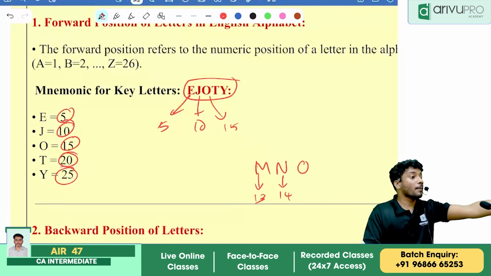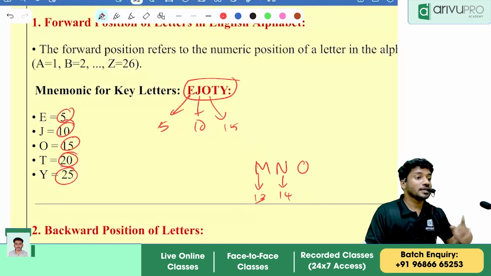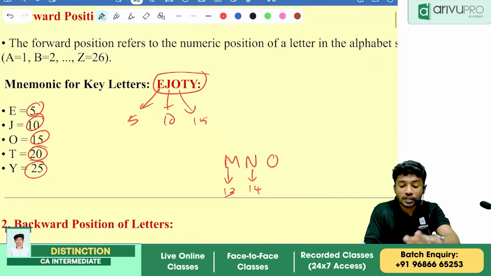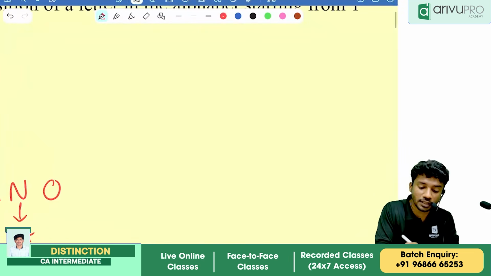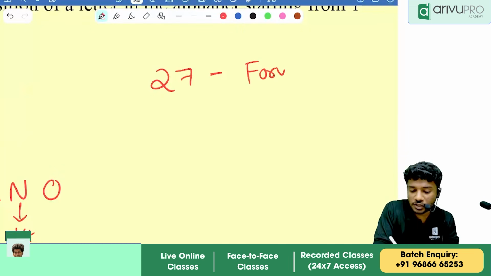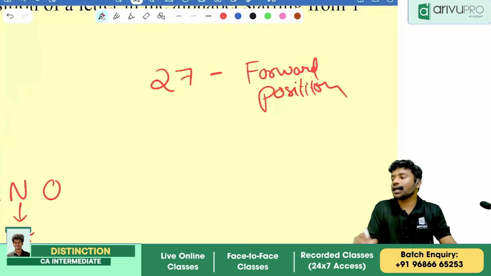Opposite in the sense backward position. Who is at the first position from backward? Z. Who is at the last position from backward? A. There is a shortcut for remembering that also. That shortcut is 27 minus forward position. Remember this. What is it? 27 minus forward position. That is the method.